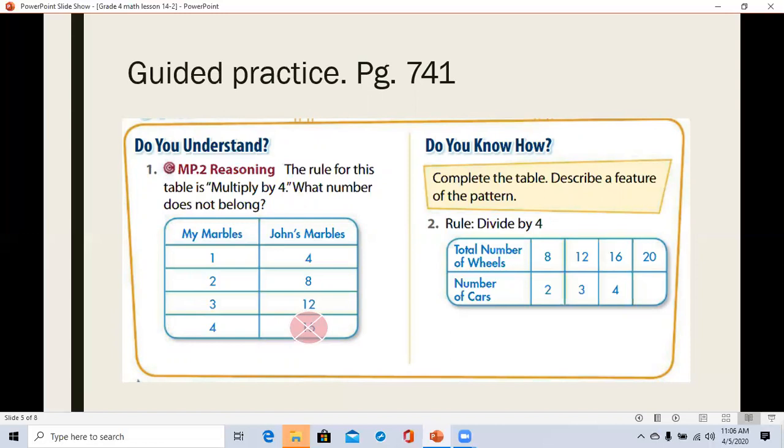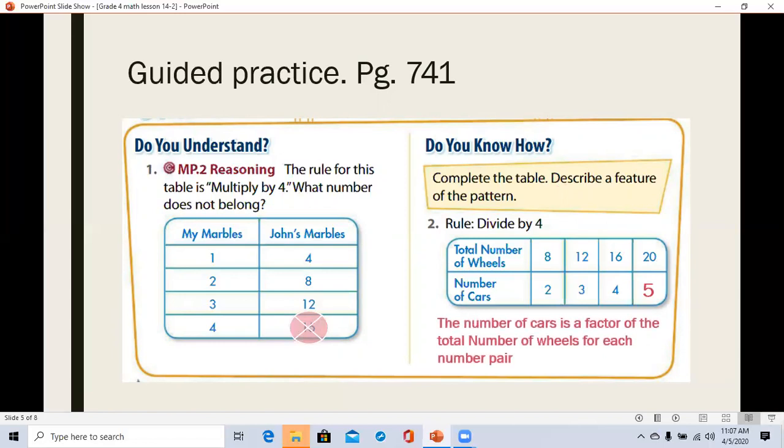Complete the table, and describe a feature of each pattern. So this is the total number of wheels: 8 wheels, 12 wheels, 16 wheels, and 20 wheels. For the number of cars, 2 cars have 8 wheels. 2 times 4 is 8. 3 times 4 is 12. 4 times 4 is 16. Now what times 4 will give me 20? That's correct. 5 times 4 will give me 20.